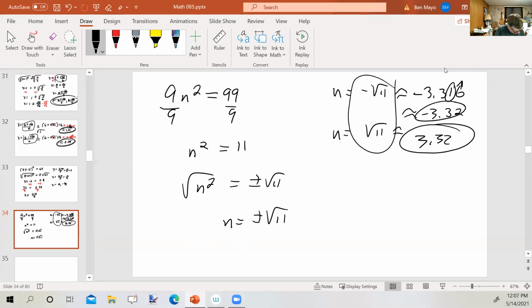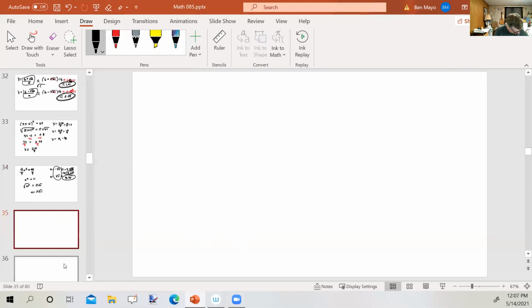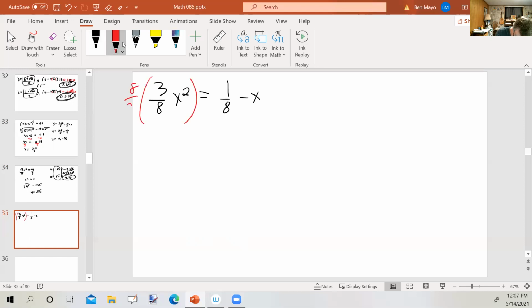Okay, how about this one? 3/8 x squared equals 1/8 minus x. Let's see here. I need my leading coefficient to be a 1, and it's a 3/8. So I could do this in a couple of steps. I could multiply everybody by 8 and go back and divide by 3, or I could just multiply everybody by 8/3. I'm going to do that. I'm going to do it all in one step. So I'm going to multiply this by 8/3 and this by 8/3.